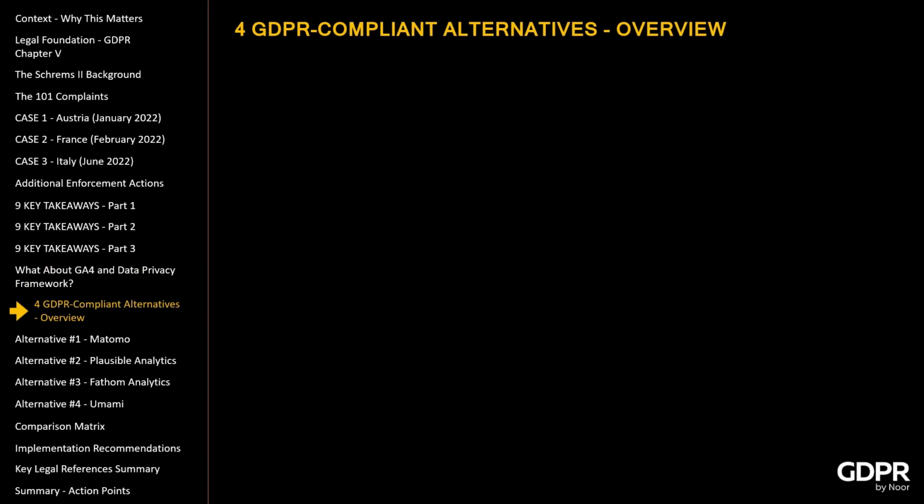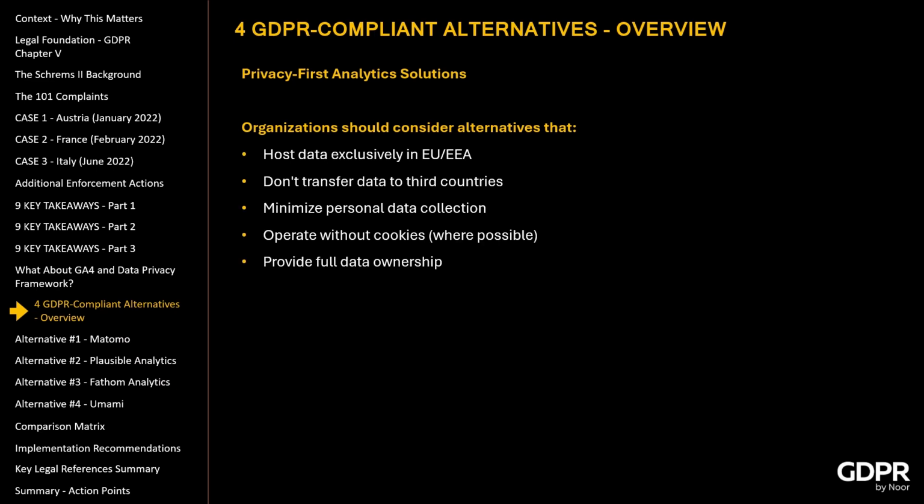GDPR compliance alternatives. If Google Analytics is off the table, there are strong privacy-first analytics tools that avoid US data transfer entirely. These solutions share four compliance-by-design traits: Europe-only data hosting, no international transfer, no Chapter 5 issues; minimal data collection, privacy by default, metrics without profiling; cookie-free analytics, simpler ePrivacy compliance; and full data ownership. You control storage, access, and retention.